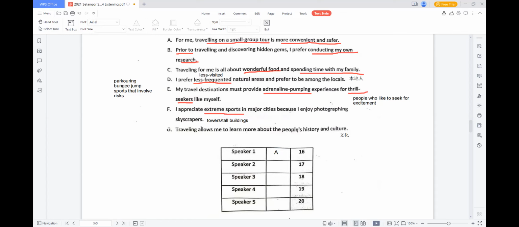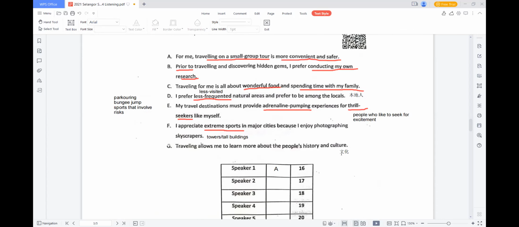Okay, let's look at B. Okay, speaker 2, sorry, speaker 2. You type your answer, speaker 2.